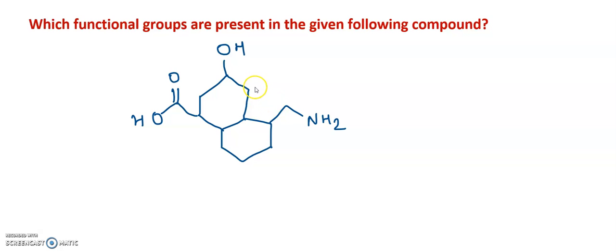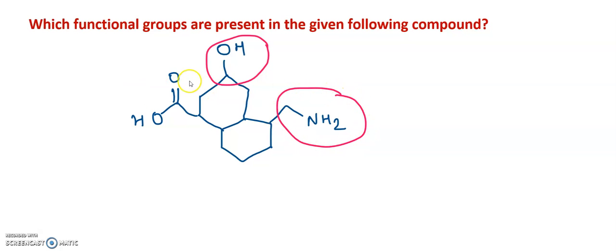Fine. Now, I hope you might have got the functional group present here. Now, I'm going to tell the functional group present in the given following compound. First is alcohol. Second is amine. And the third is carboxylic acid. Okay, so what are the functional group present here?